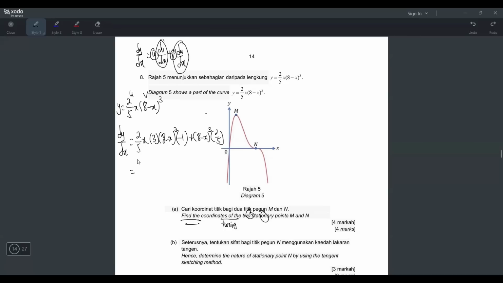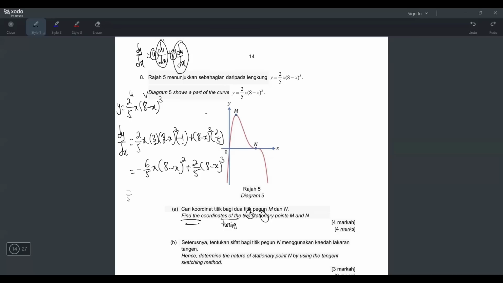Okay, up to here, for those that have one term, you can times them together. So 3 times negative 1, negative 3. Negative 3 times 205 is negative 605x, right? And then bracket 8 minus x power 2. And then plus, okay, the 205 I will write first, and then I'll write 8 minus x power 3, right? Like this. This is how I will do it.